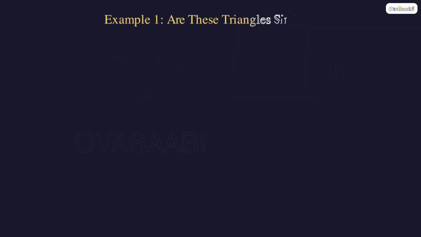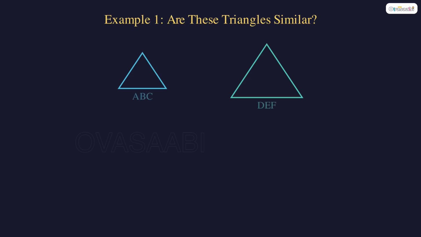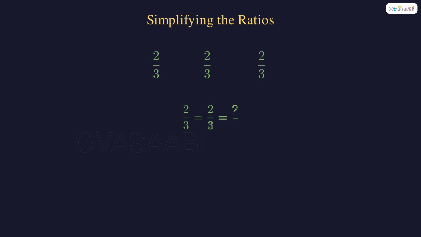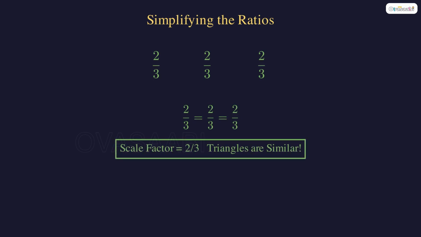Example 1. Are these triangles similar? Let's check the ratios of matching sides. 4/6, 6/9, 8/12. Each ratio simplifies to 2/3. All ratios are equal, so the triangles are similar. The scale factor is 2/3.